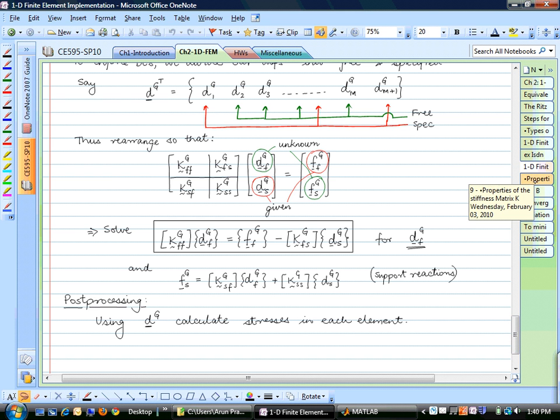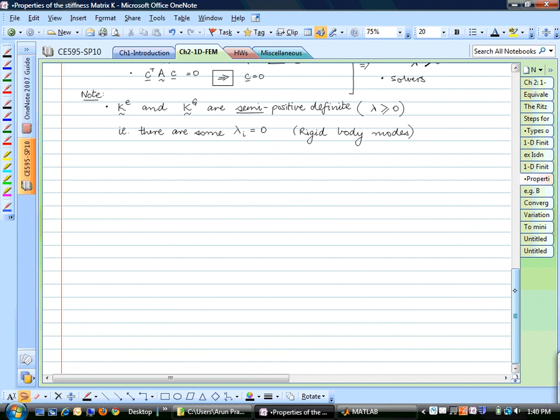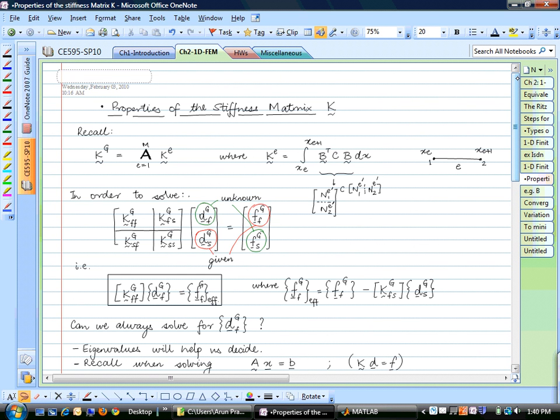All right, so let's take a look at some of these properties of the stiffness matrix. So this is the global stiffness matrix that we said that we are going to assemble from all the element stiffness matrices. So this bold A operator, I'm denoting to be an assembly operator.